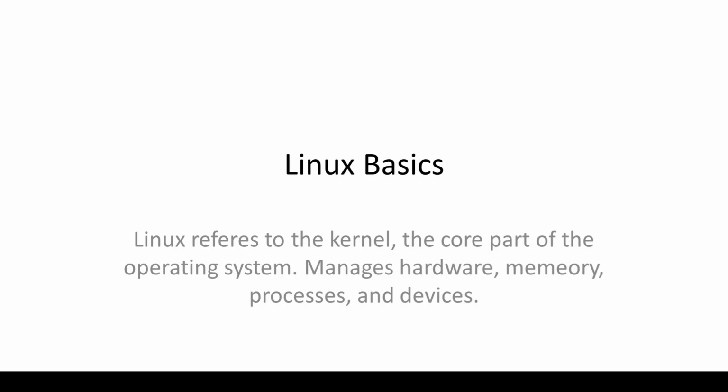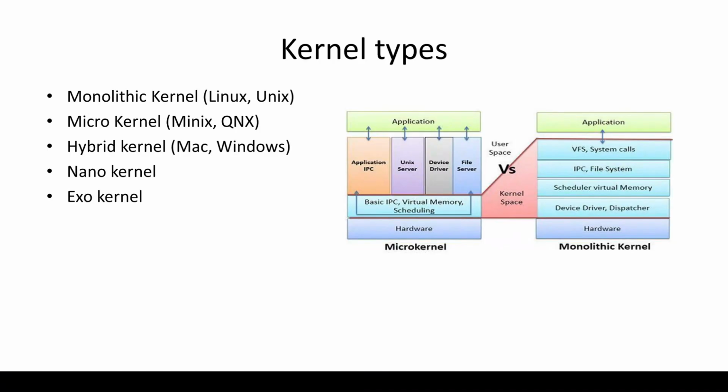Since Linux is a kernel, let's understand what the kernel does. The kernel manages hardware, memory, processes, and devices. It is the intermediate layer between application and hardware. We have five types of kernels: monolithic, micro, hybrid, nano, and exokernels.